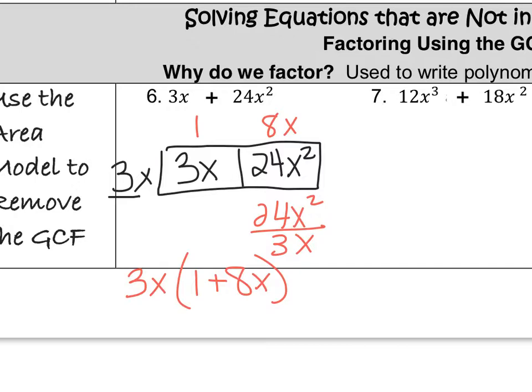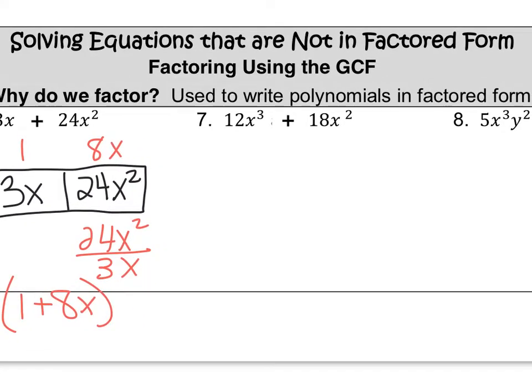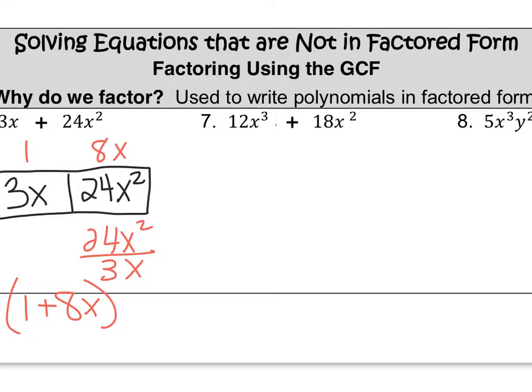All right, so what if we are doing our area model for a factored form and we don't see all the factor that needs to come out? Let's see what would happen if we did that. Okay, so on number 7, I want to take out my greatest common factor, so I'm going to use my area model, and I've got 12x cubed and 18x squared. Okay, so when I'm looking at this, I can see that I could take out, looks like a 6x.